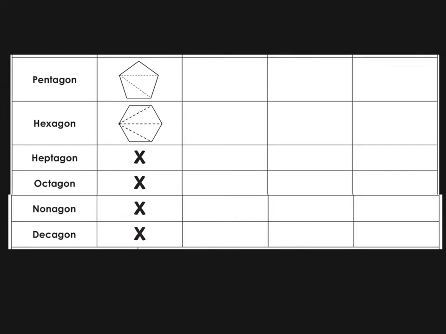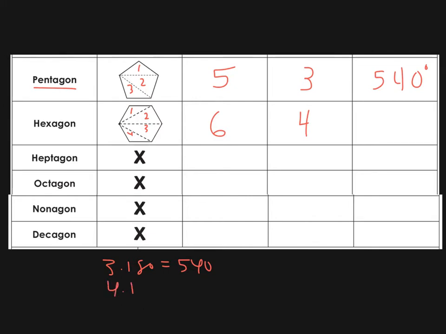Now as we move this conversation along, you'll notice we've added 1 more side, and we've also added 1 more triangle. So we have a pentagon, which is 5 sides, 3 triangles, and 3 times 180 is equal to 540. So 540 degrees is the sum of the interior angles. Moving into the hexagon, 1, 2, 3, 4 triangles inside, 6 sides, 4 triangles, and 4 times 180 is equal to 720, or an additional 180 degrees on top of 540.